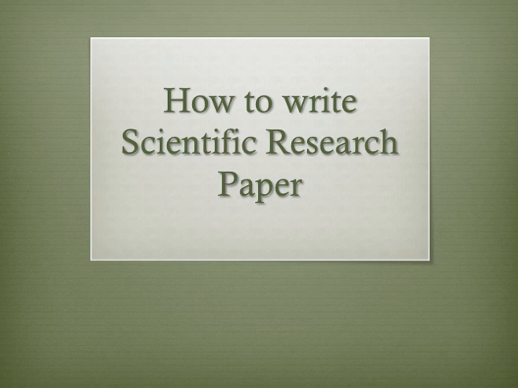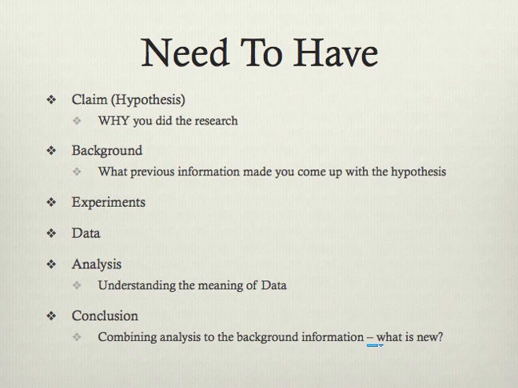Hi, in this video I'm going to talk about how to write a scientific research paper. A lot of college students and high school students need to write a scientific research paper at one point or another. So this is basically a beginners video for that. For a scientific research paper, you need claim, hypothesis, background, experiment, data, and analysis and conclusion. So I will go into each of them right now.